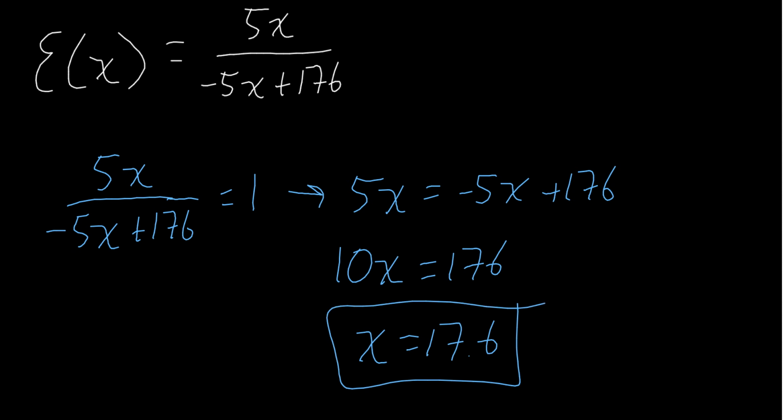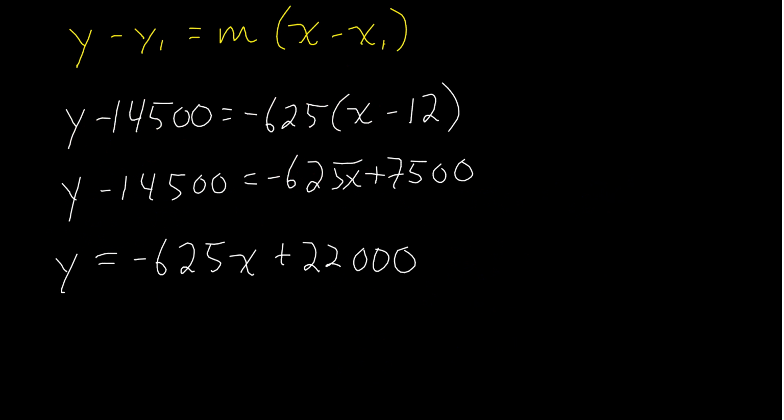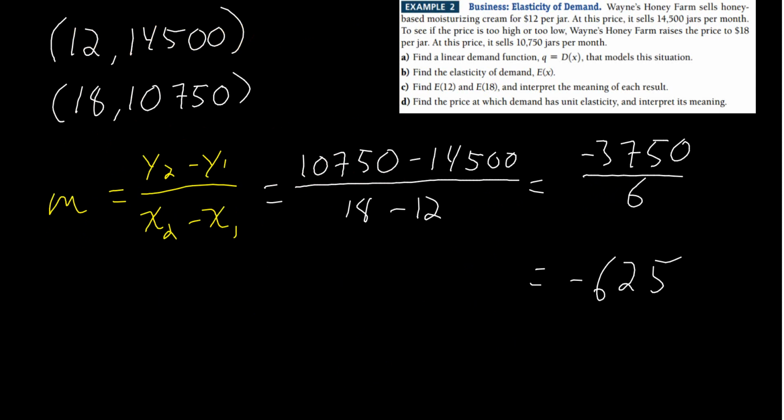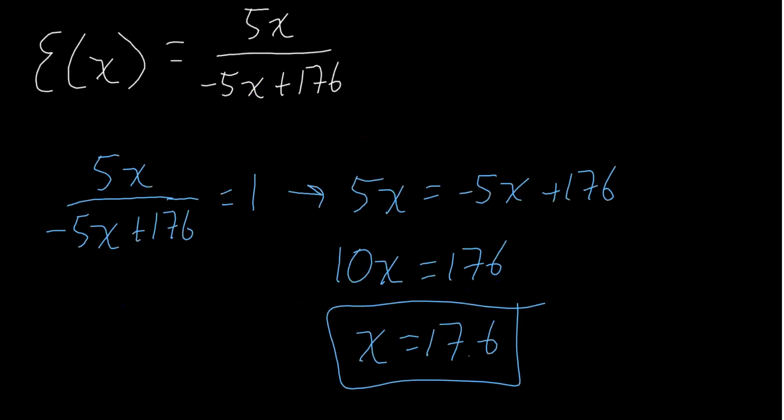So this is where we have our maximum revenue, when we sell these jars of honey moisturizer for $17.60. And I'm pretty sure you have to do something else. Find the price. All right, so find the price at which demand has unit elasticity. So the price is going to be $17.60. And what does that mean? Well, that's when we maximize our revenue.